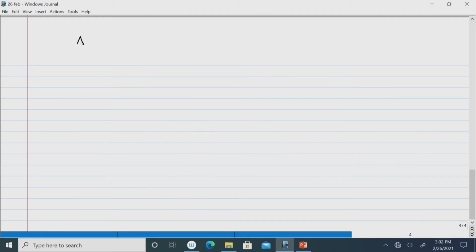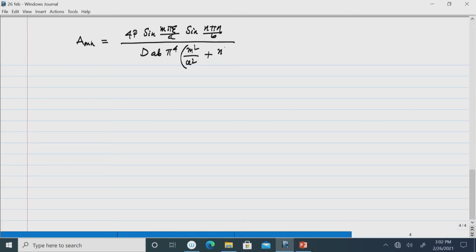So, a m n will now turn out to be 4 p sin m pi xi by a sin n pi eta by b divided by d. D is the flexural rigidity of the plate, pi to the power 4 m square by a square plus n square by b square whole square. So, this is the value of a m n. Once you know the a m n, then the deflection surface is completely known.